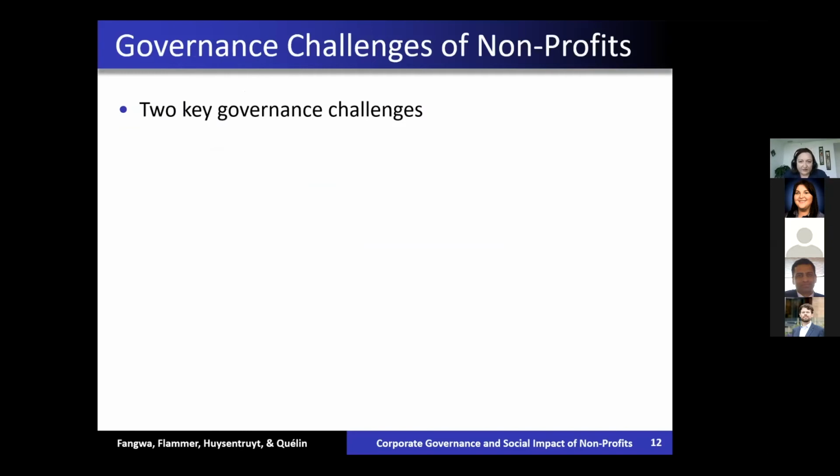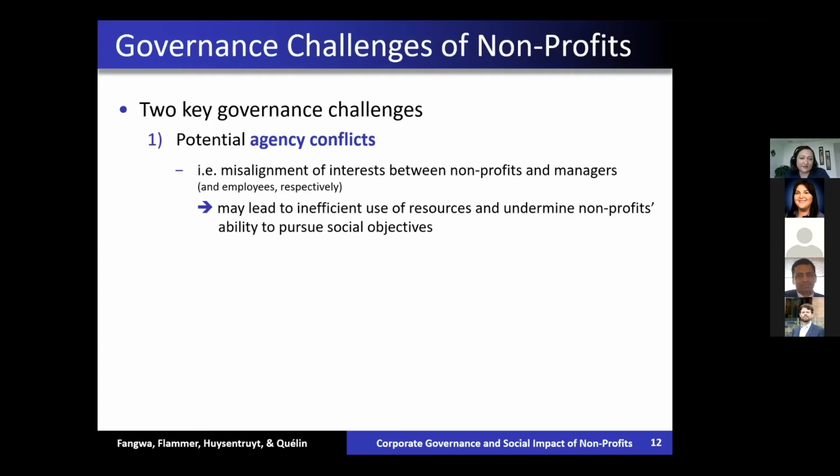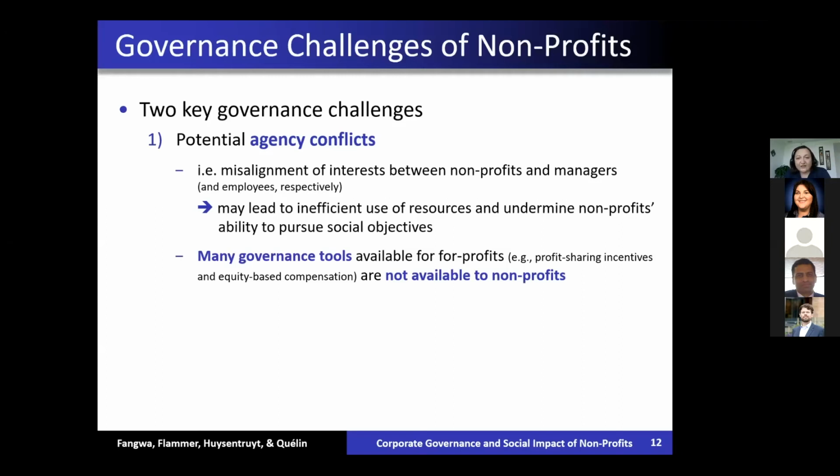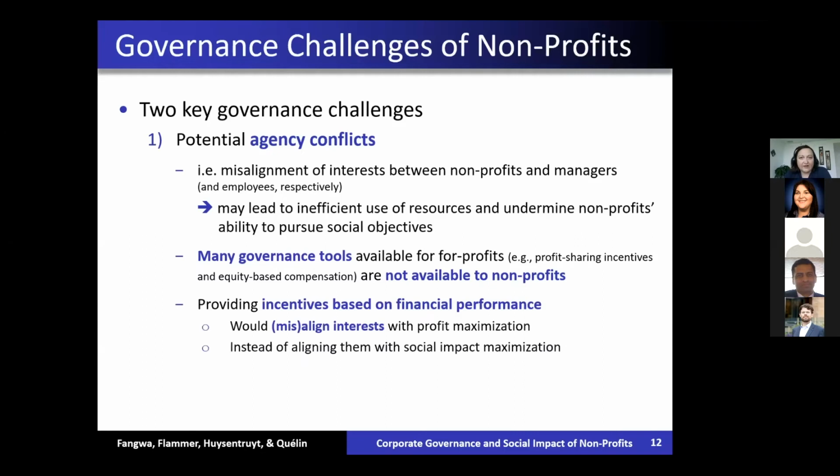When it comes to nonprofits, there are two key governance challenges that nonprofits are facing. The first one, and this is actually very similar to for-profits, is that they are likely subject to a potential agency conflict, that is the misalignment of interests between the nonprofit and the manager, which may lead to an inefficient use of resources and undermine their ability to pursue their social objectives. Given the uniqueness of nonprofits, many of the governance tools that are available for for-profits are not available to nonprofits. In fact, if you would incentivize managers in nonprofits based on financial performance, this would rather misalign their interests with profit maximization as opposed to aligning them with social impact maximization.